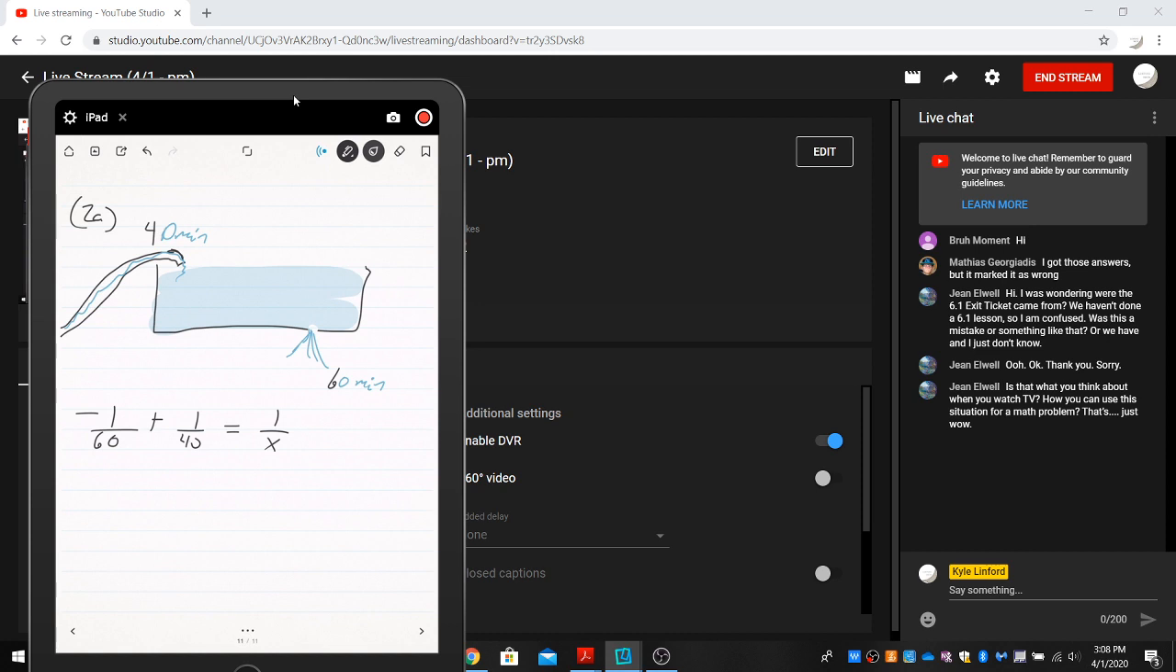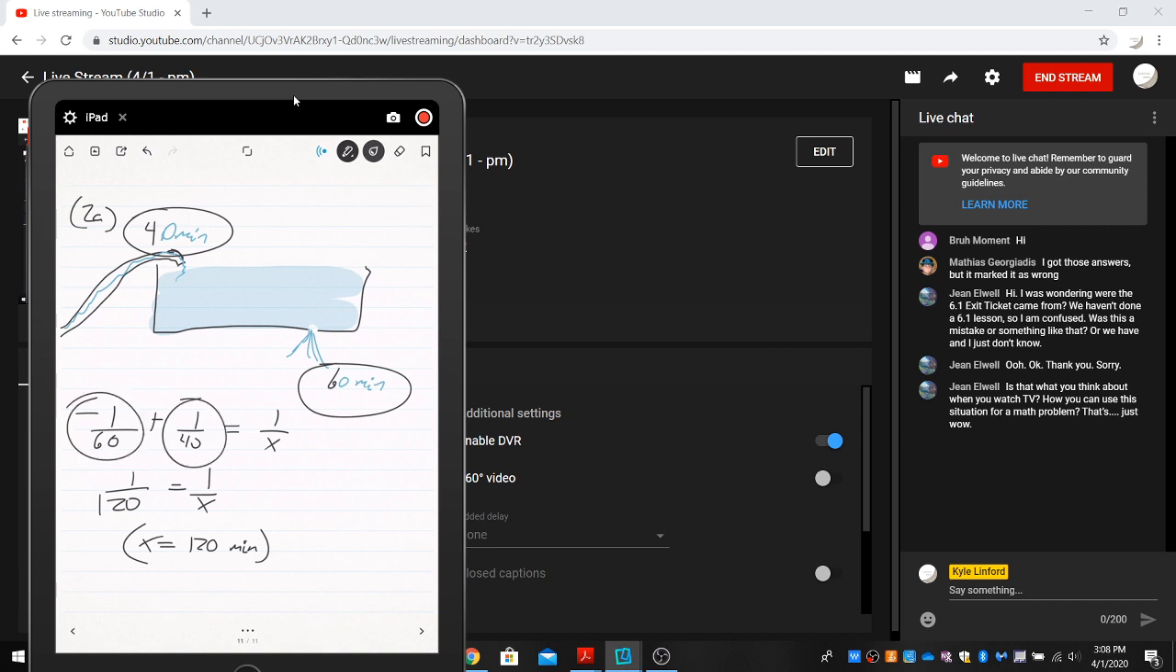So when I combine these together, I get 1/120 equals 1 over x. So x is 120 minutes. So if it takes me 40 minutes to fill a pool and 60 minutes to drain it, here's my setup. Here's the negative 1/60 and the positive 1/40. It would take me pretty much 2 hours to fill the entire pool.